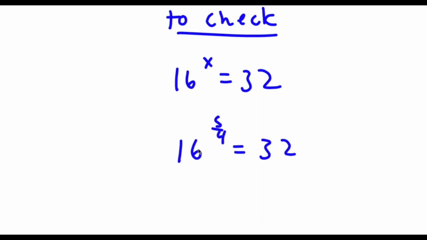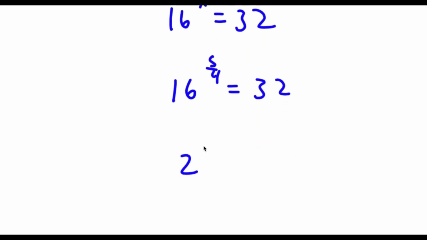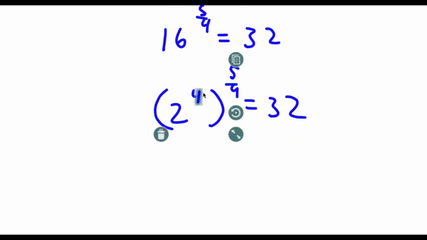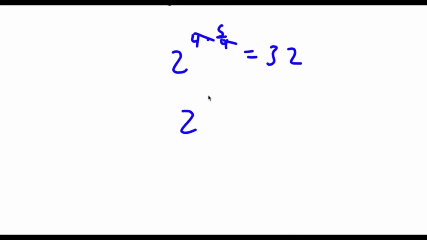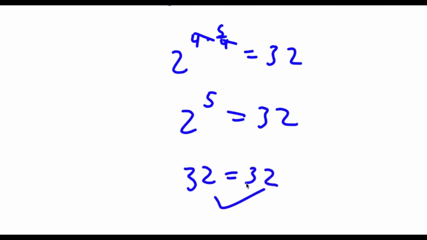So now, 16, that's the same thing as 2 to the power of 4. So I have 2 to the power of 4 to the power of 5 over 4 is equal to 32. Now, this is the same thing as 2 to the power of 4 times 5 over 4 is equal to 32. These two 4's cancel out. So now I'm left with 2 to the power of 5 is equal to 32. 2 to the power of 5 is 32. So if 32 is equal to 32, and this is right, so my solution is right.